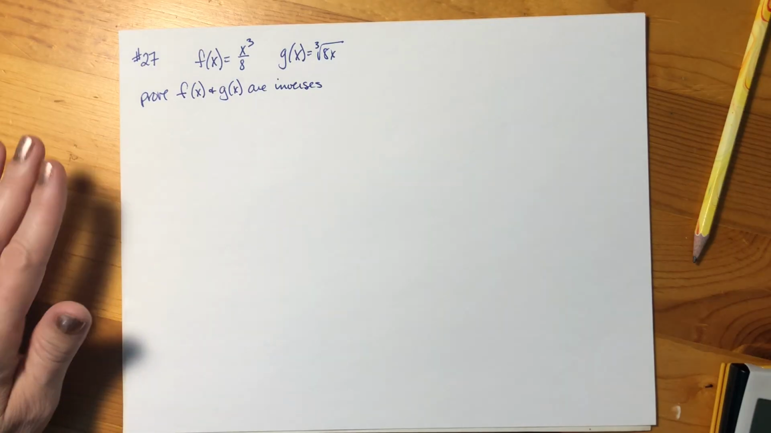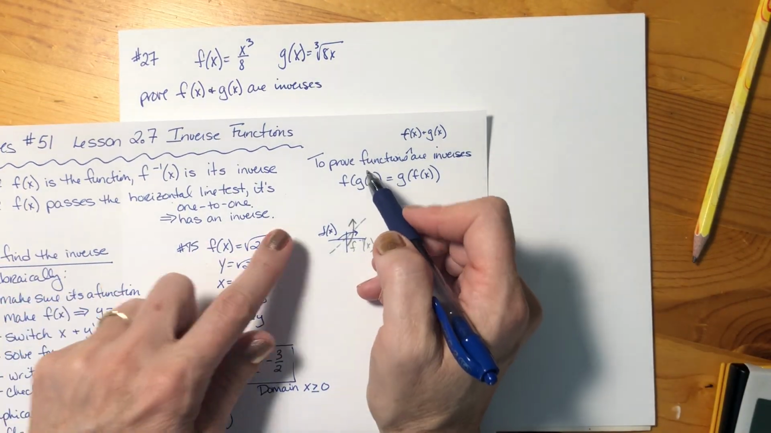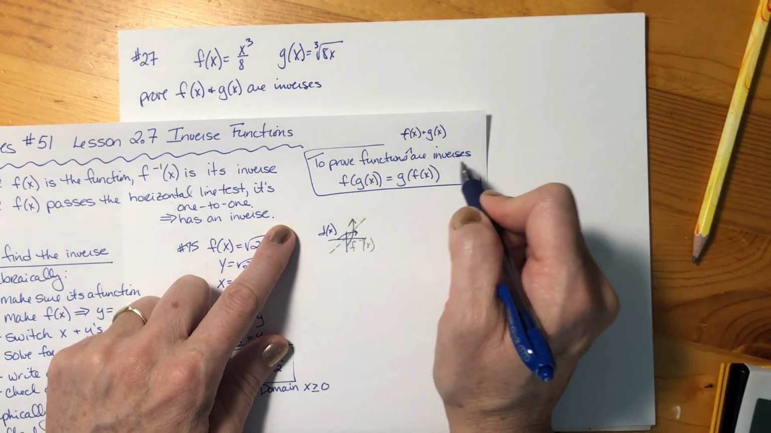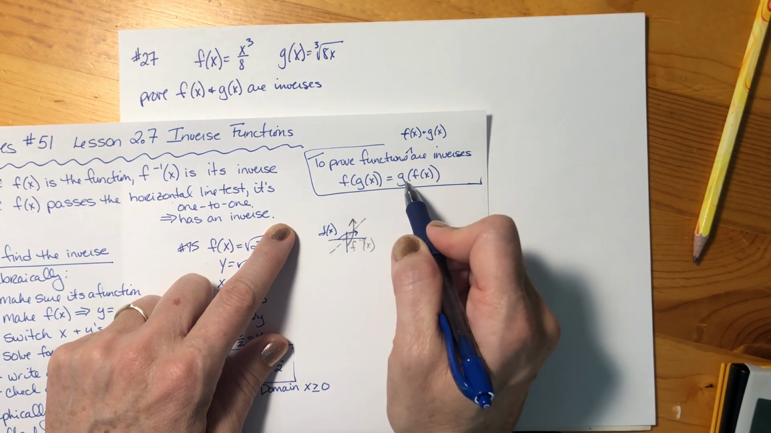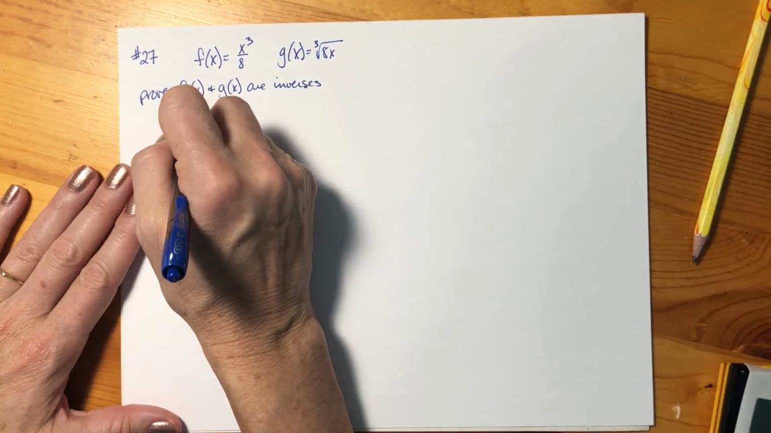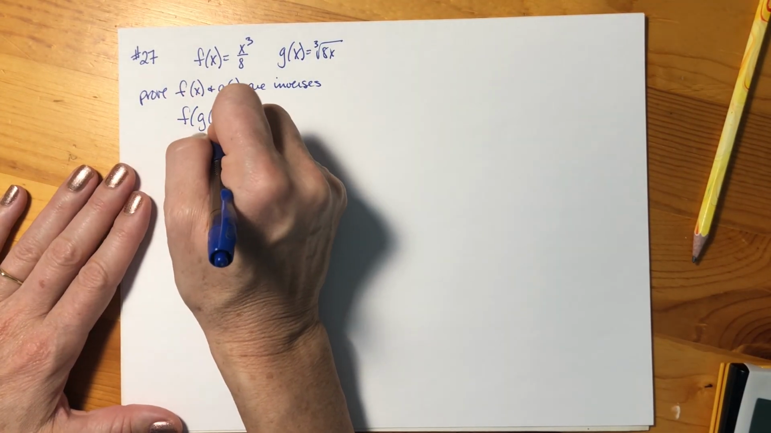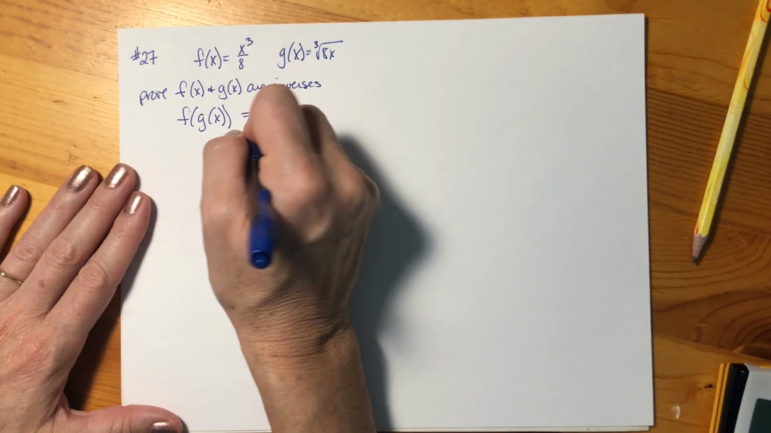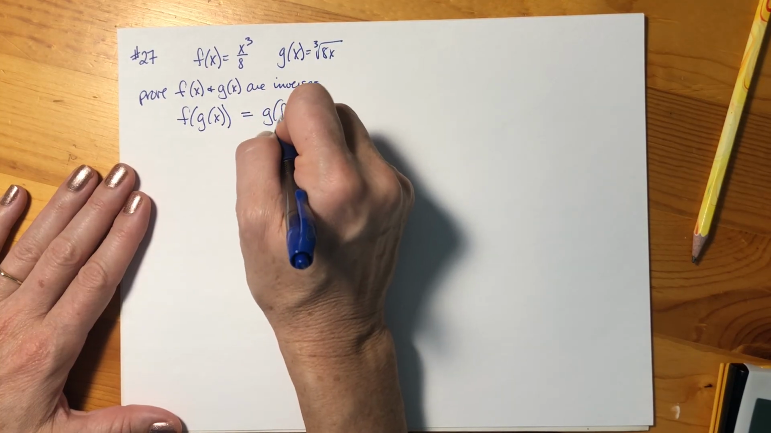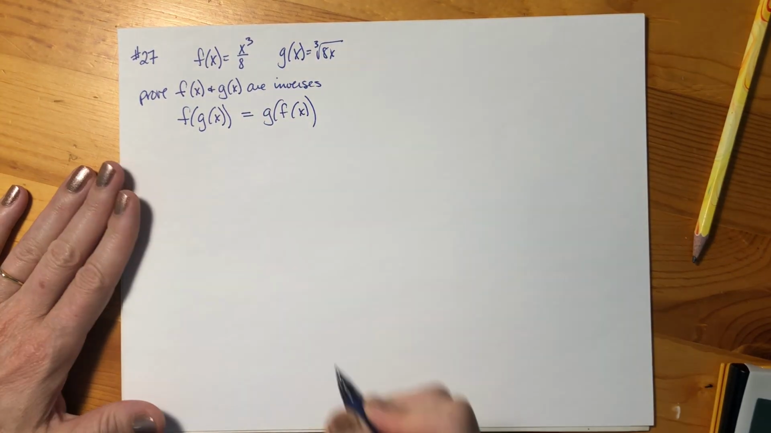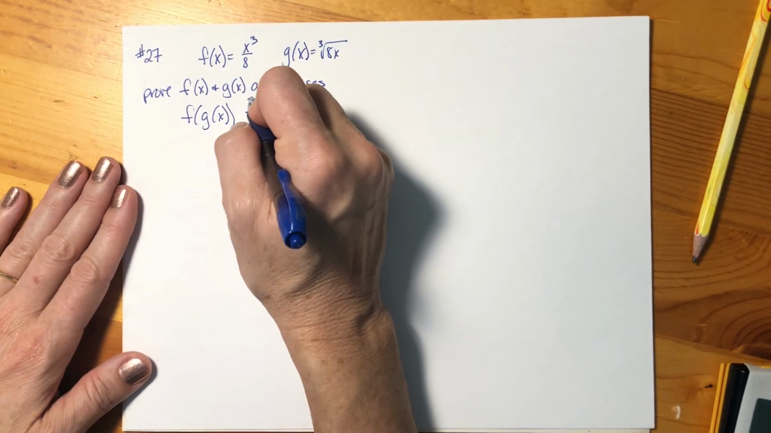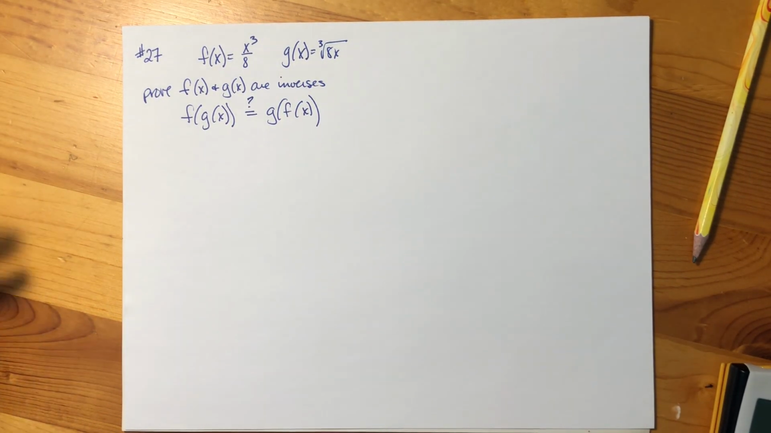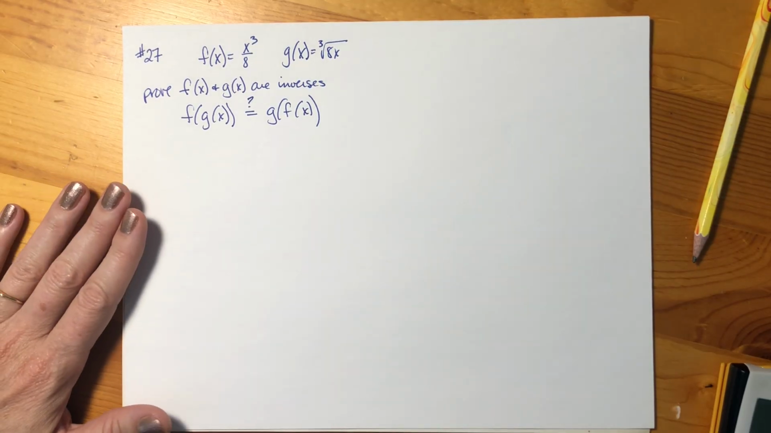Prove that they're inverses. So over here, I have the rule. To prove that functions are inverses, you're going to prove that f of g of x is equal to g of f of x. All right, so we're going to use that. So I'm going to start with one side of this equation and I'll substitute it. I really don't know if they're equal. Do I? I should put a question mark because I'm going to figure it out.